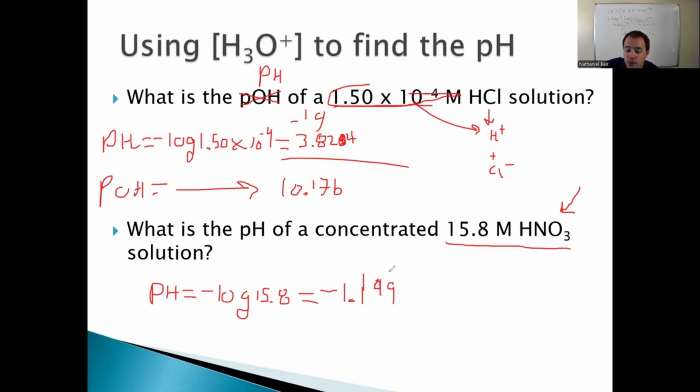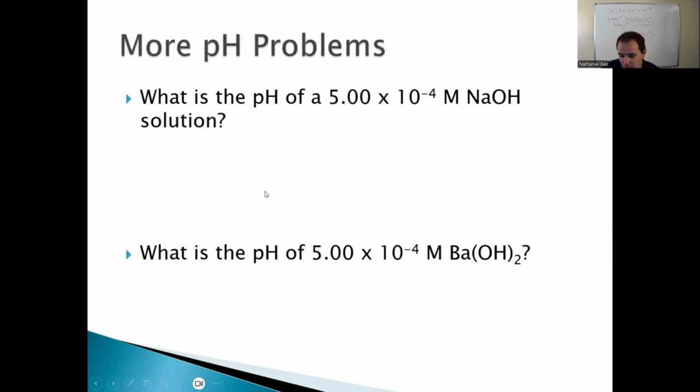That would be my pH, negative 1.199. So rather acidic, right? You get a pH of negative 1.199. That's an acidic solution, right? That's really the most acidic those 6 strong acids can get. Okay, so now I want to talk about the strong bases.